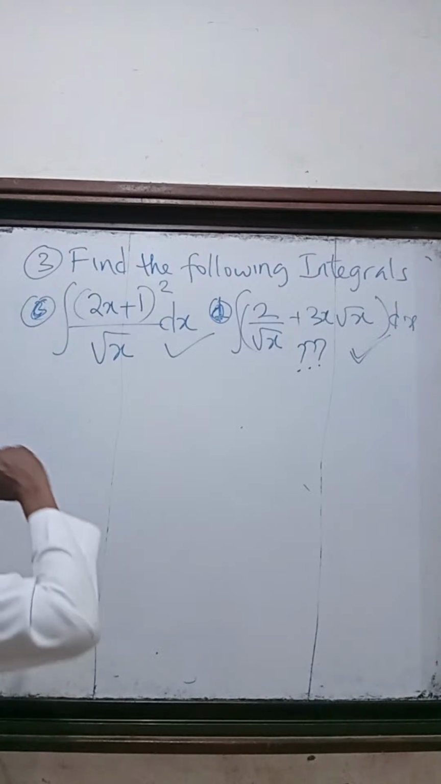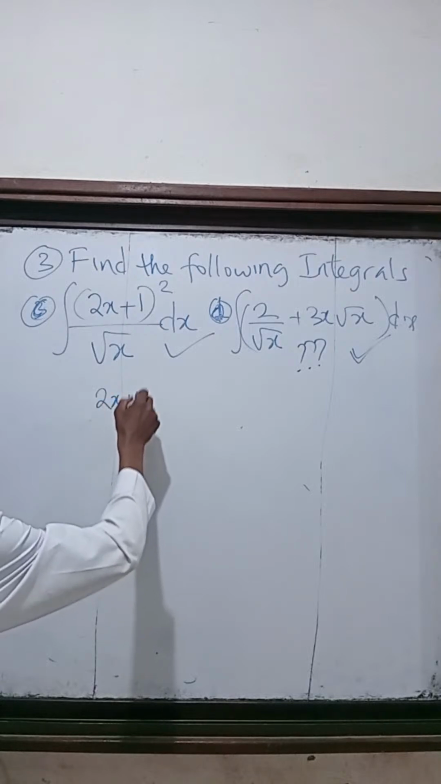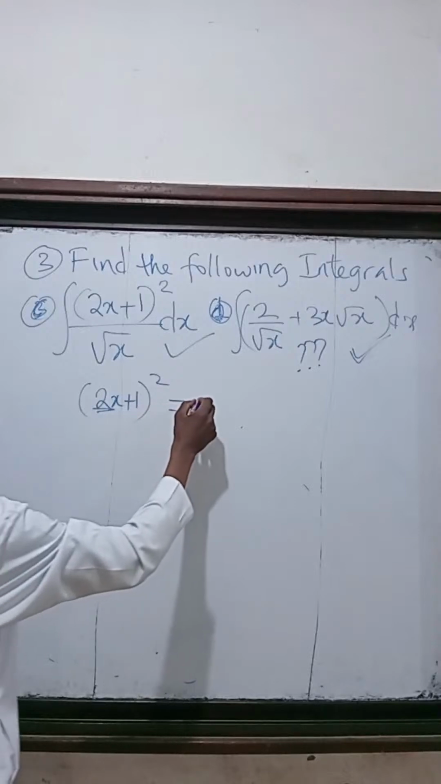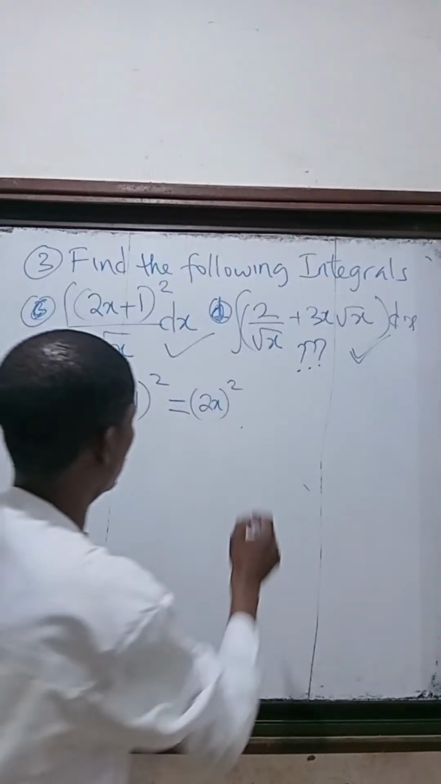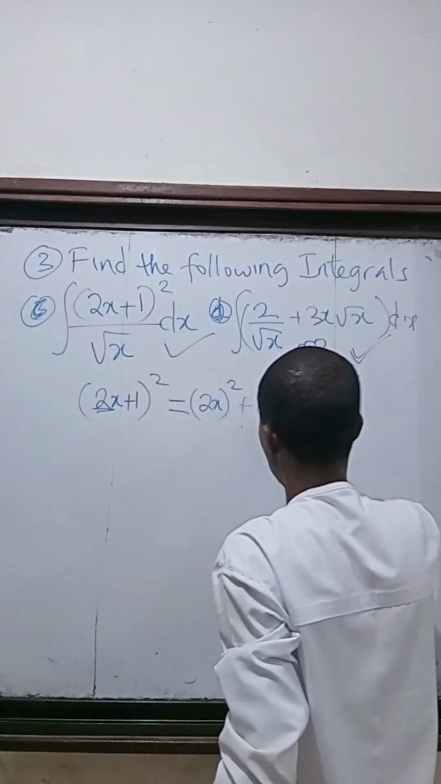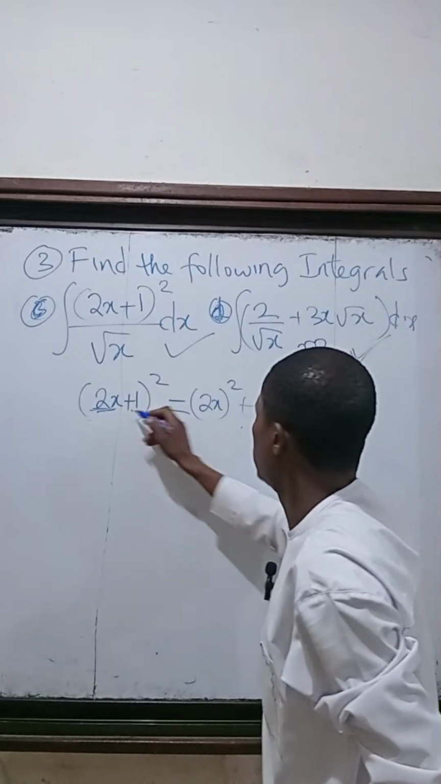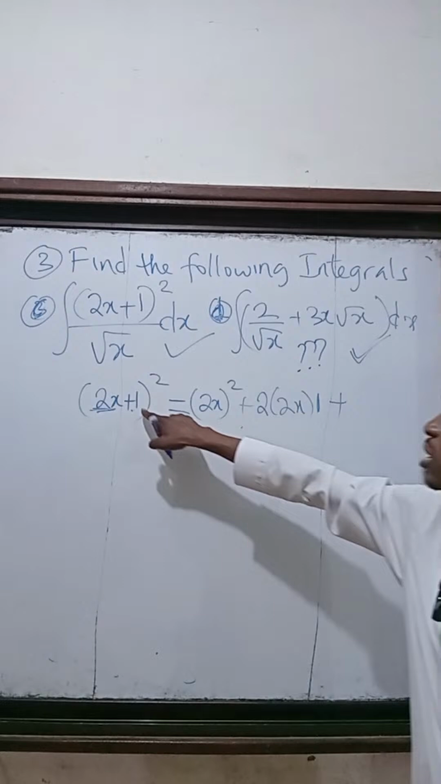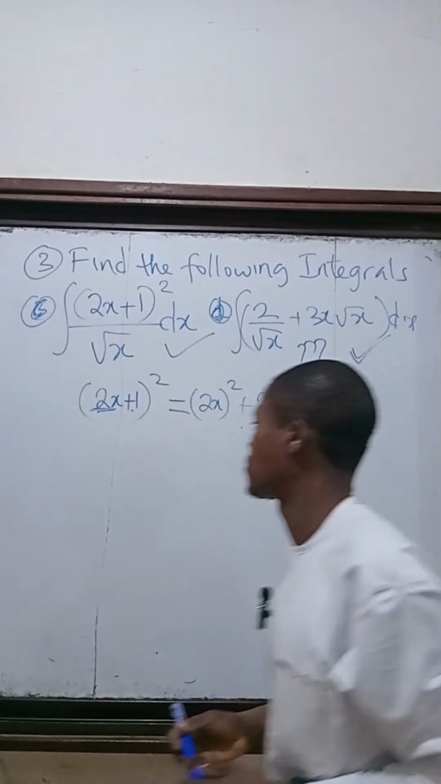The C, we are going to take it gently. Do the expansion of this one, which will be equal to what? This is your A. That's 2x squared. That's A squared. Plus 2 times A, which is 2x. And then B is what? B is 1. And then plus B, that's 1 squared. So that's how to do the expansion.